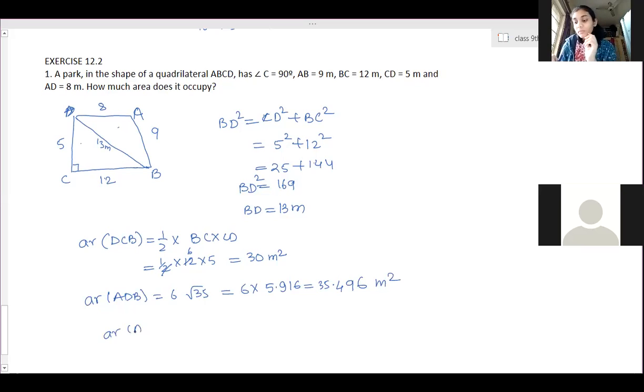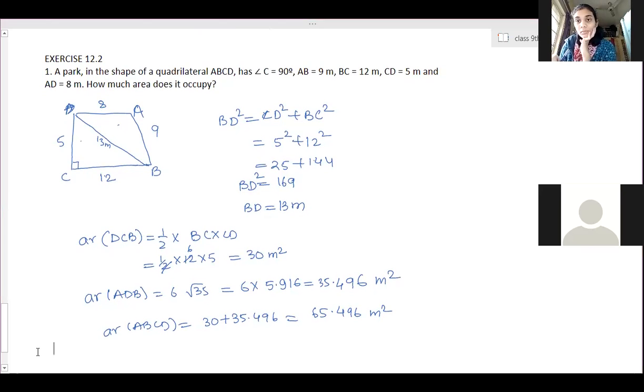So area of ABCD is equal to 30 plus 35.496, that is 65.496 meter square. Ma'am, because you took 5.916, you got 65.496, but I took only 5.91, so I've got 65.46. That's okay, that's not a problem. Okay, ma'am.